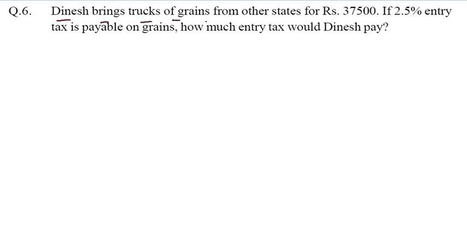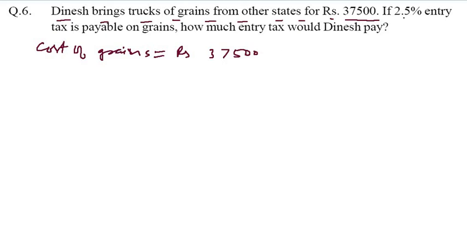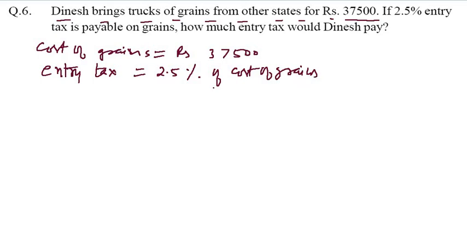Dinesh brings trucks of grains from the other state. So total cost of grain, you can write here cost of grain. It is given as rupees 37500. Now entry tax, you can write here entry tax. It is given as 2.5% of cost of grain. Now 2.5 into 37500. Now do the multiplication.